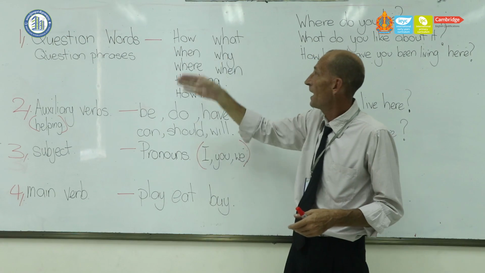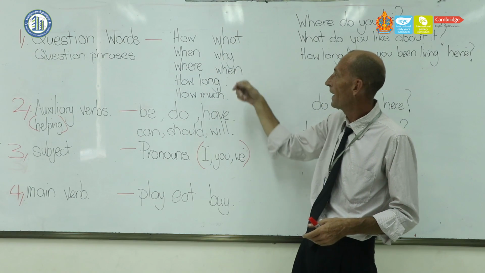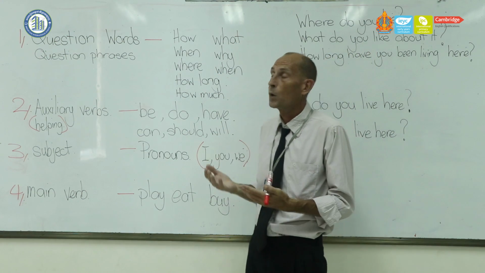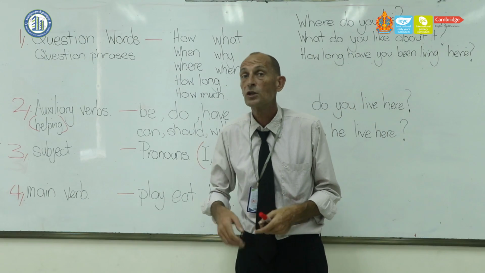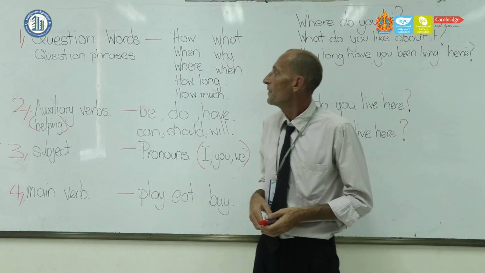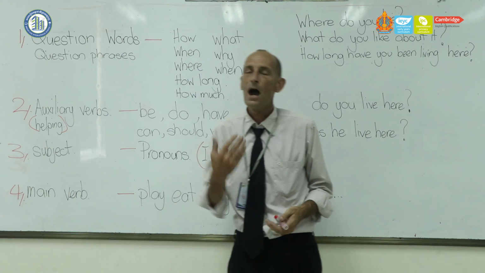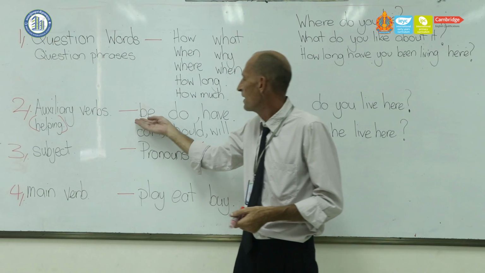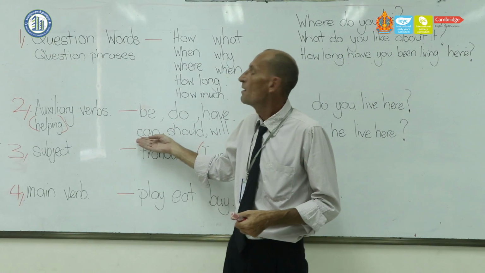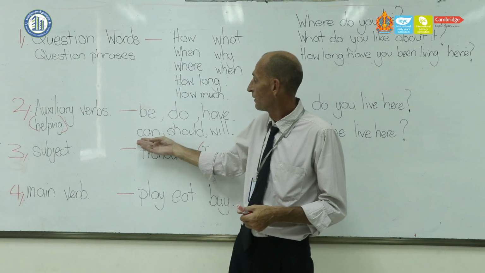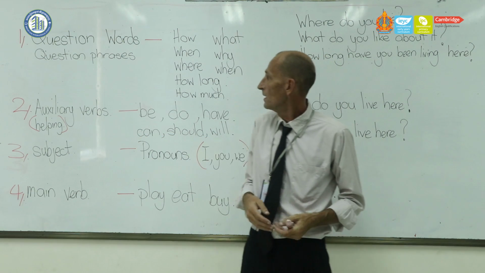Now question words are how, when, where, what, why, who. And some question phrases are how long, how much, how often. Then we use auxiliary verbs or helping verbs, and they are be, do, have. Then we can also have modal auxiliary verbs, which can be can, should, or will.